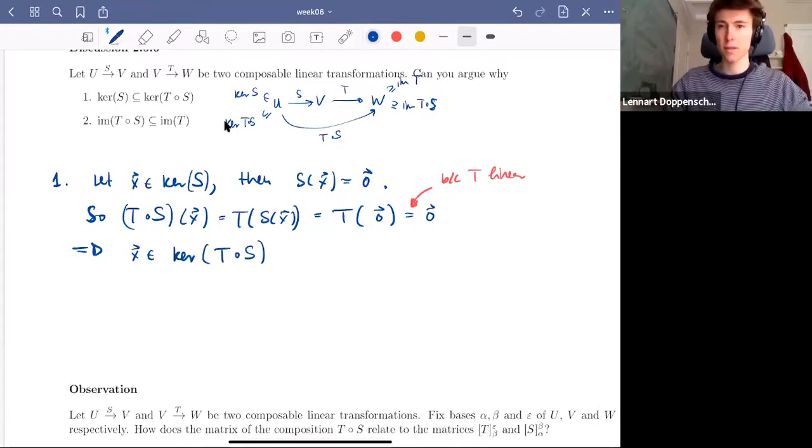Any questions about this? The intuition about this is that once S sends something to 0, T can't undo this. So you can't send anything that is already 0 to something non-zero. So once S decides that something has to go to 0, T has no choice left than to send this to 0 as well. Okay, what about the second part?